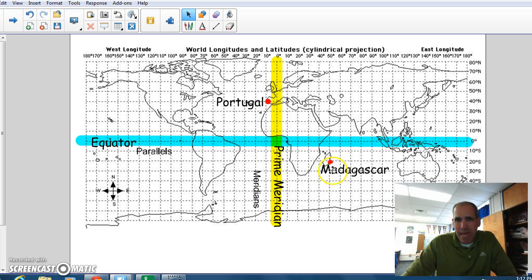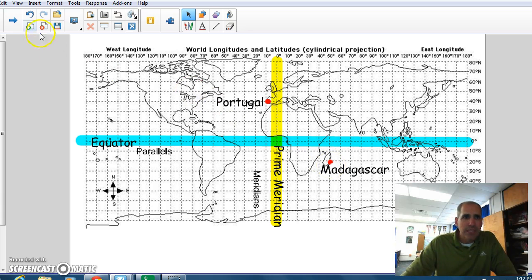Then down here I've also labeled Madagascar, and kind of along the coastline, you know, it's a little larger. And so along the coastline here, if we start with our latitude line first, it is at 20 degrees south, because it is south of the equator, 20 degrees south latitude. And looking at the Prime Meridian now, we have to head east. So it's at 50 degrees east. So 20 degrees south, 50 degrees east would be the latitude and longitude. Notice we always start with latitude numbers and we end with the longitude.